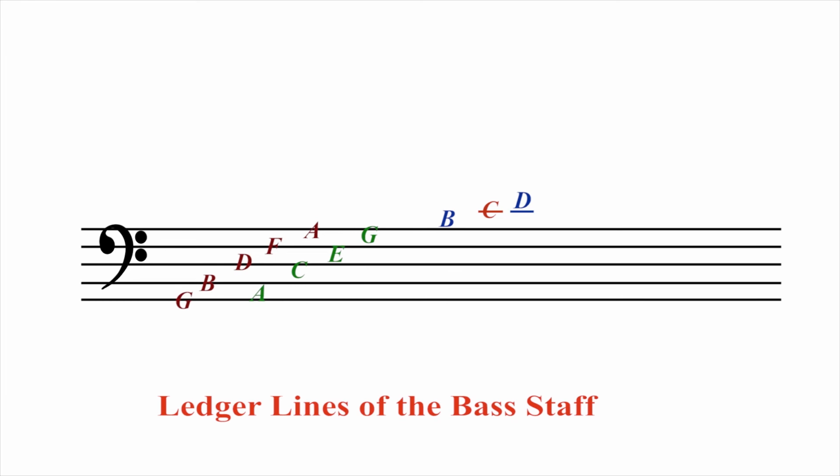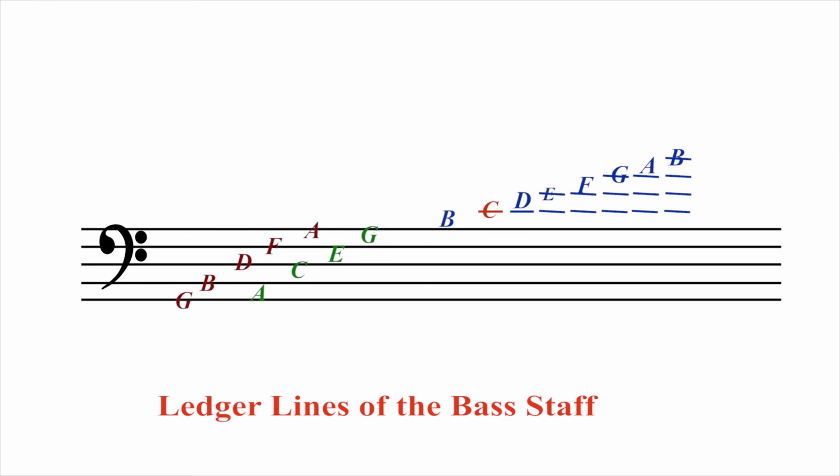The second ledger line is E. The space above the second ledger line is F. The third ledger line is G. The space above the third ledger line is A. And the fourth ledger line will be B.